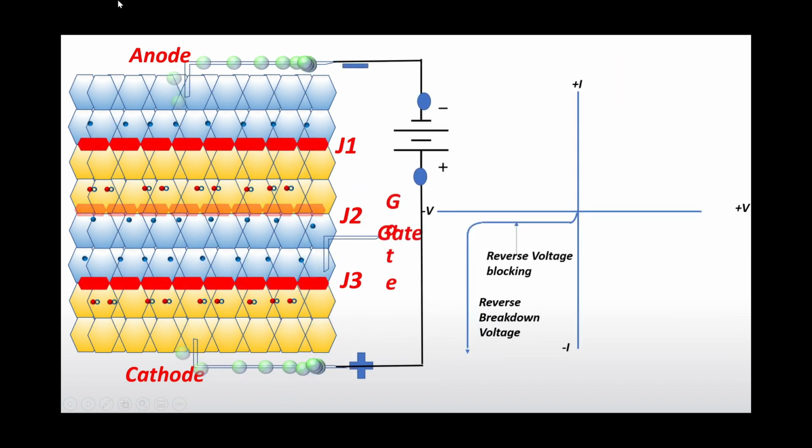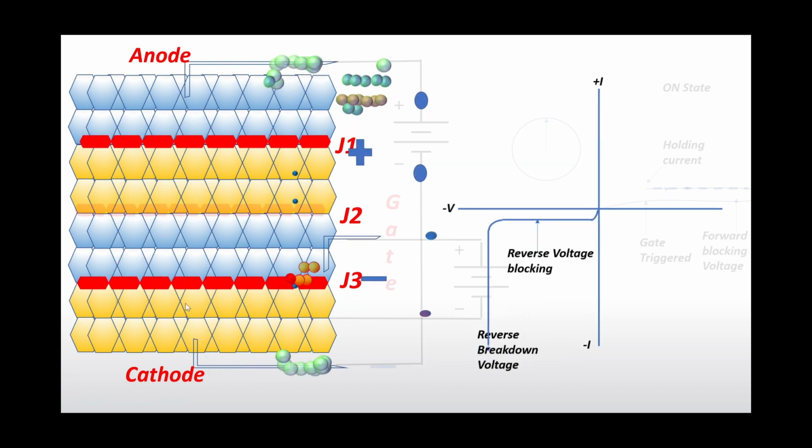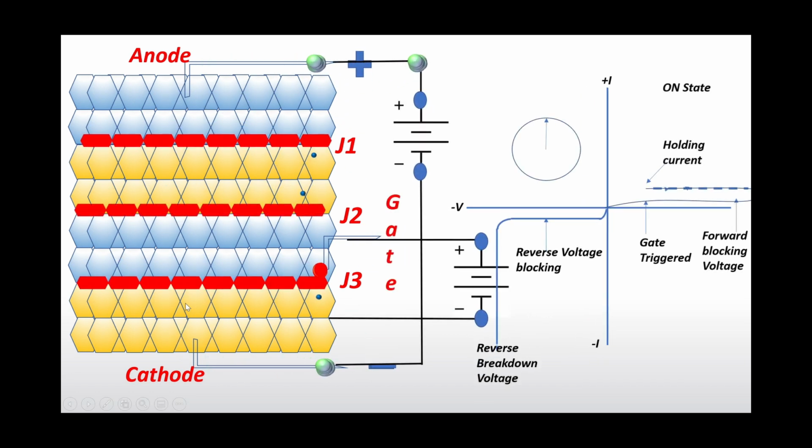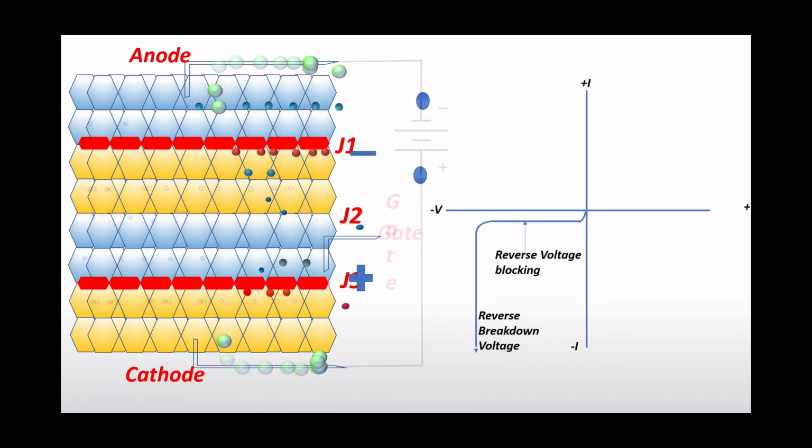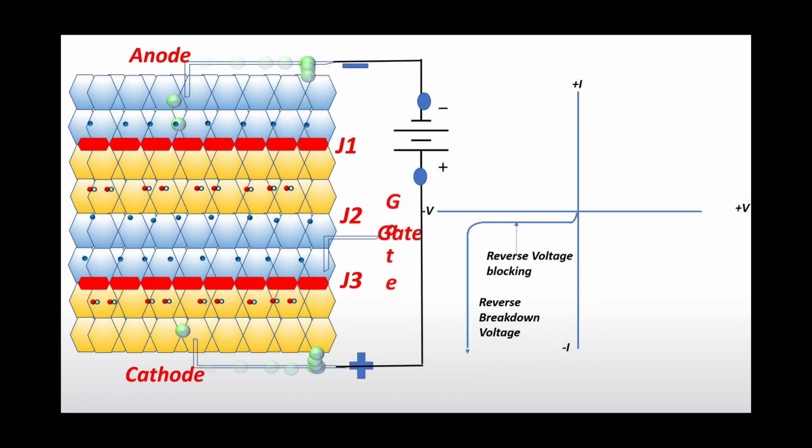Now I have connected the anode to negative and the cathode to positive, so the cathode voltage is higher. In this case, since the cathode voltage is higher, it can push some electrons over here. Now J2 starts conducting, but J1 and J3 are still reverse biased.